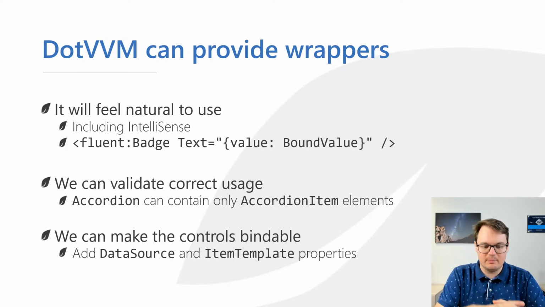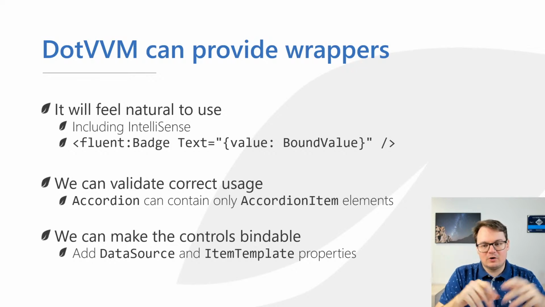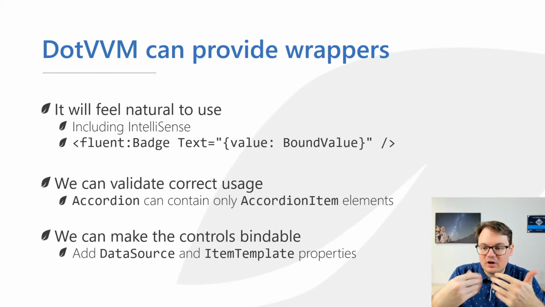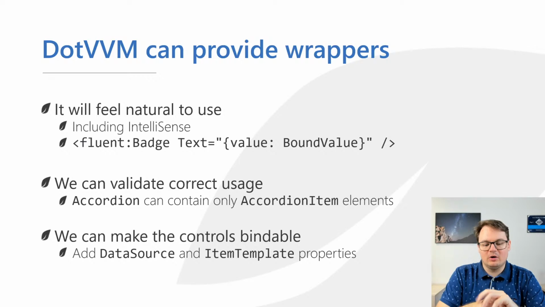For example, the batch control will tell you that you need to specify the text, that the text is a required property. We can do this with .vvm, so it's only a matter of writing good wrappers over the controls. We can also validate control usage in the hierarchy of elements. For example, if you use the accordion control, .vvm can restrict the inner elements to be just the accordion items and nothing else. Also, this is what .vvm is capable of.